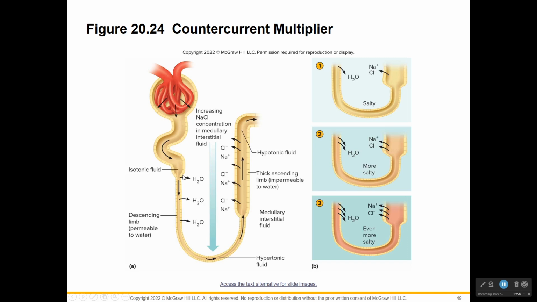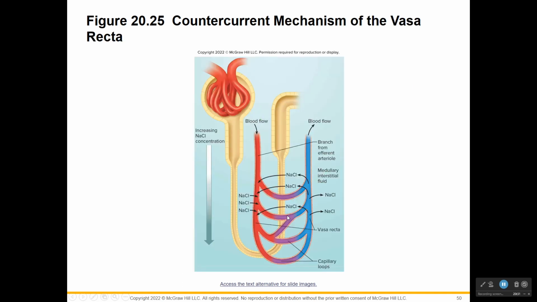And so if you think about it, as water is removed and more water is removed and more water is removed, you have a very hypertonic solution in here. And then as you move through this ascending limb, the solutes that made this hypertonic are also removed. And so now you have a hypotonic fluid up here. And every time you do this, it becomes more salty in the interstitial area, which allows more absorption of this water. And then the countercurrent mechanism of the vasa recta.